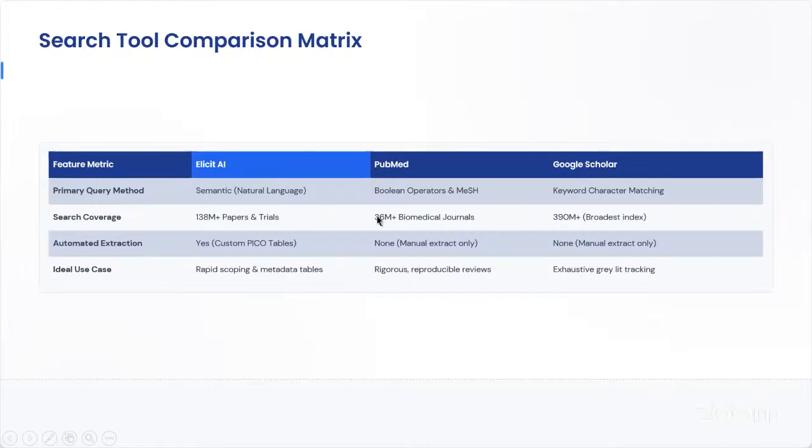And the big thing with these three is that you can't just choose one. You're going to have to use all three for your research, and each one has its own benefits. Elicit's main use case is rapid scoping. With PubMed, it's reproducible reviews. And with Google Scholar, it's almost everything there is to know about a certain topic. You can think of it as Google itself, like it has everything about everything. So ideally, you use a mix of all three.